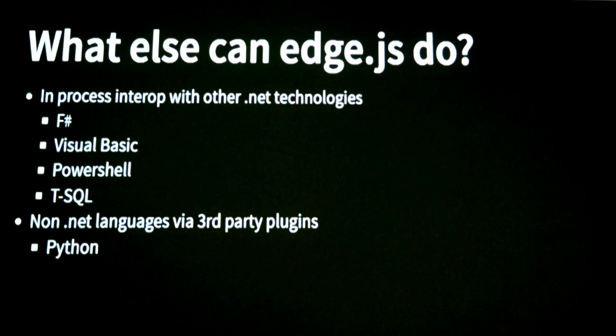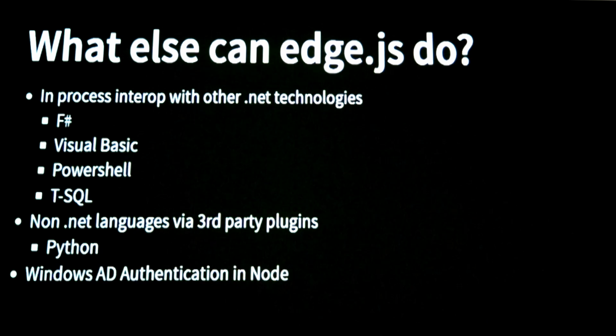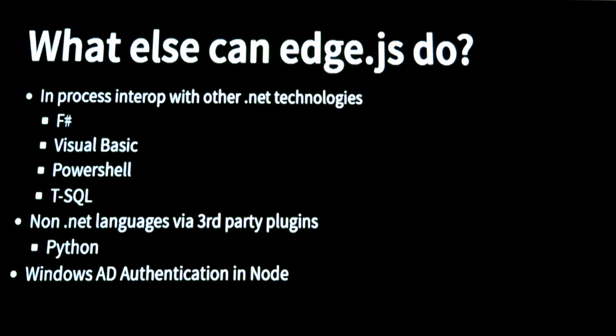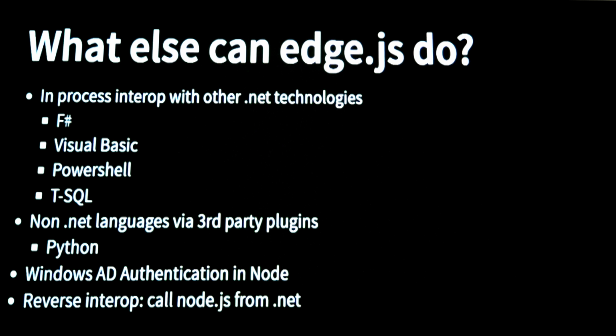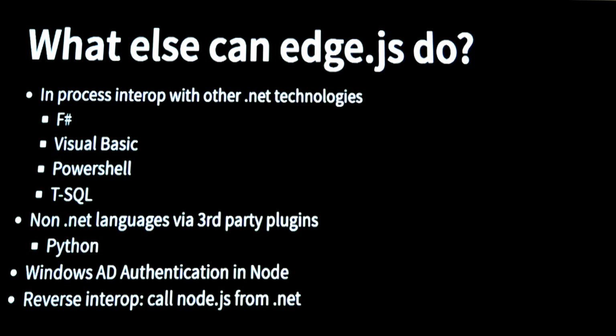It also has a plugin infrastructure. So there are some community plugins as well. There's support for Python at the moment. And there's quite good documentation on how to write your own plugins. There are libraries that allow you to do Windows authentication. So there's maybe some .NET libraries that call into native Windows APIs. There's some libraries that wrap that stuff for you. And as I mentioned earlier, you can also reverse this whole thing around and call into JavaScript from .NET if you had that requirement.